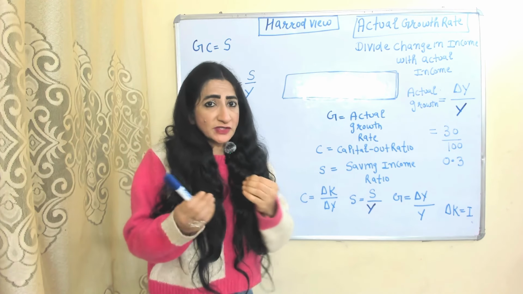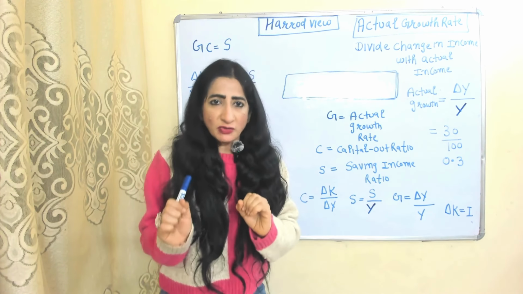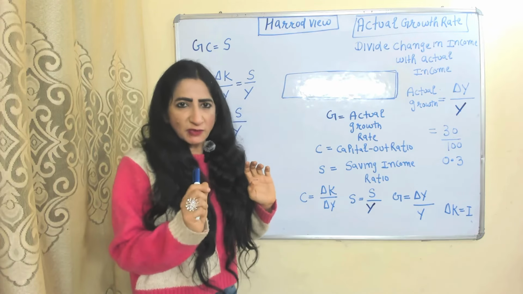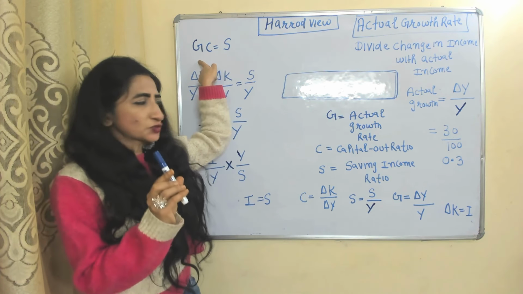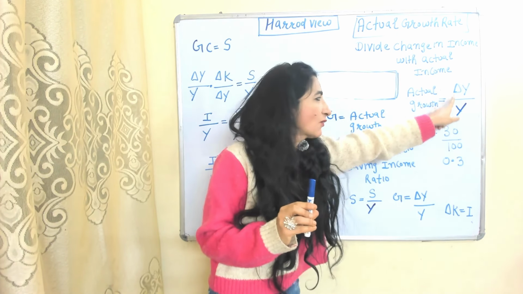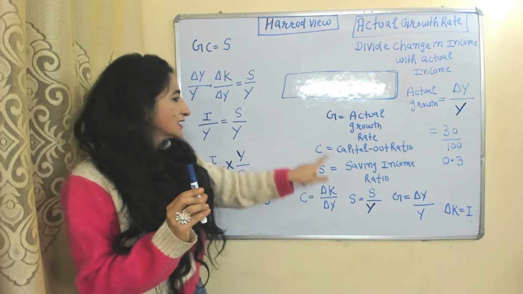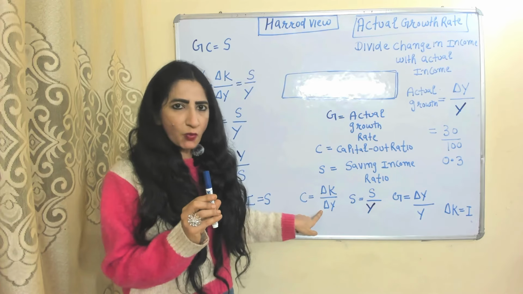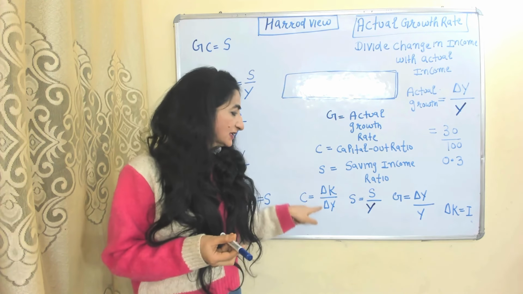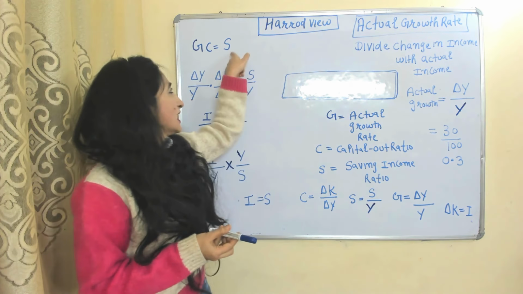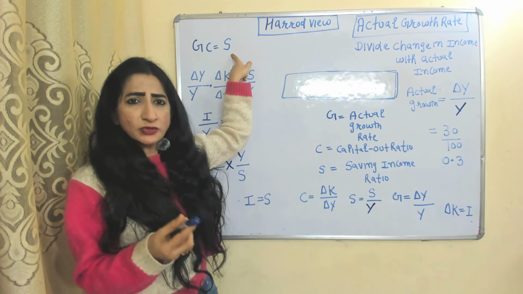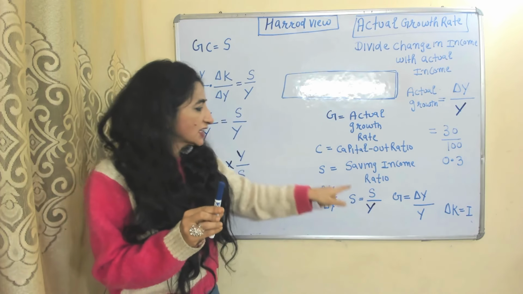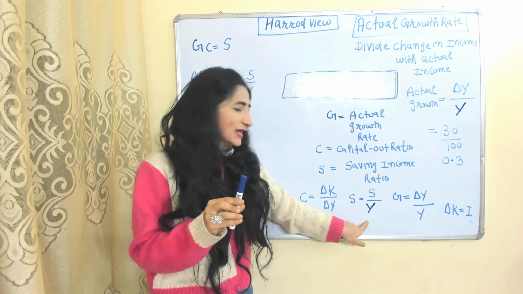According to this model, for stability, saving must be equal to investment. With the help of this equation, we will see how saving equates with investment. G represents the actual growth rate, which is equal to delta Y over Y. C represents the capital output ratio, which is equal to delta K over delta Y, where delta K is change in capital and delta Y is change in output. S represents the saving income ratio, or you can say S represents the average propensity to save, which is equal to S over Y, where S is saving and Y is income.